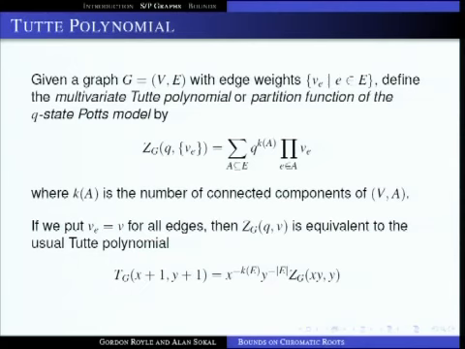We all, well, hopefully we all know the multivariate polynomial. That's the partition function of the Q-state Potts model. You've got weights V sub e per edge, and you've got this function of Q and the weights. If you put V sub e to be the same for every edge, then you just get the Tutte polynomial in different variables. And there it is for your pleasure.